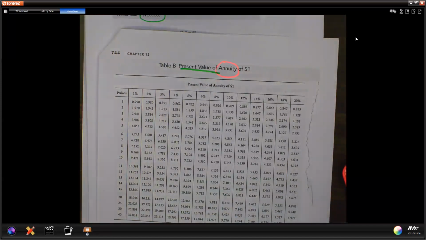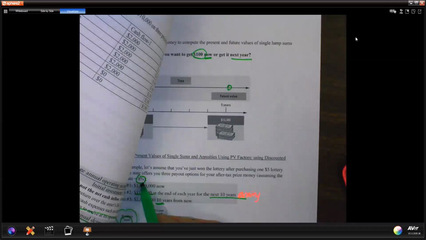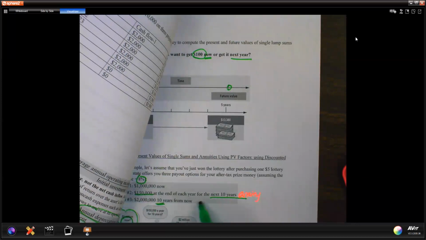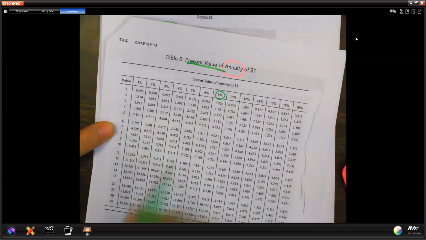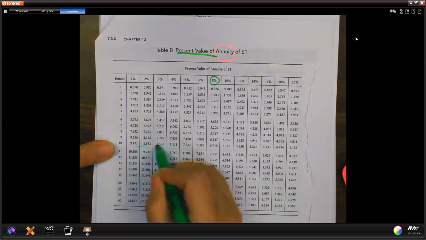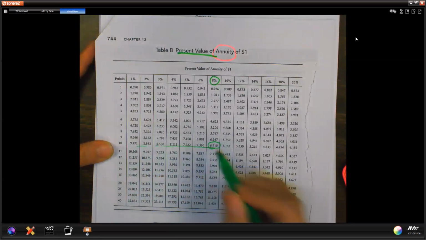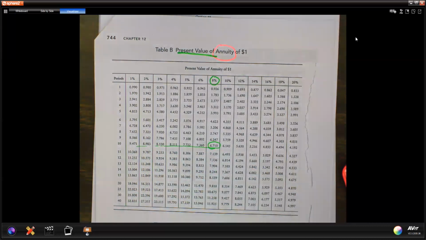We said, look at this. How do you get a number? 8% for 10 years. So look at our table B. 8% for 10 years. Our discount factor is 6.71. That's all you need.